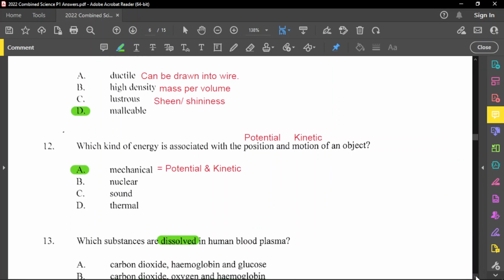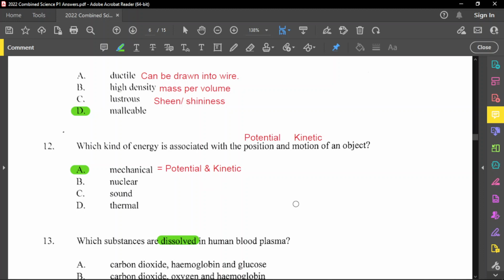All right, so number 12 is which kind of energy is associated with the position and motion of an object? Just to make a note, once you talk about position, we're talking about potential energy. Once you talk about motion, you talk about kinetic energy. And so mechanical energy is the correct answer, because mechanical is both potential and kinetic.